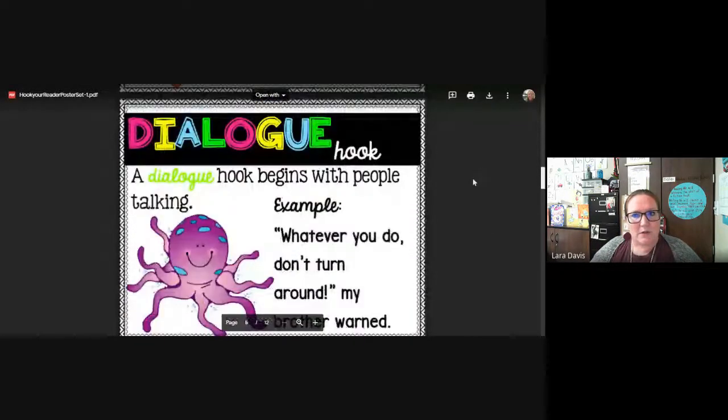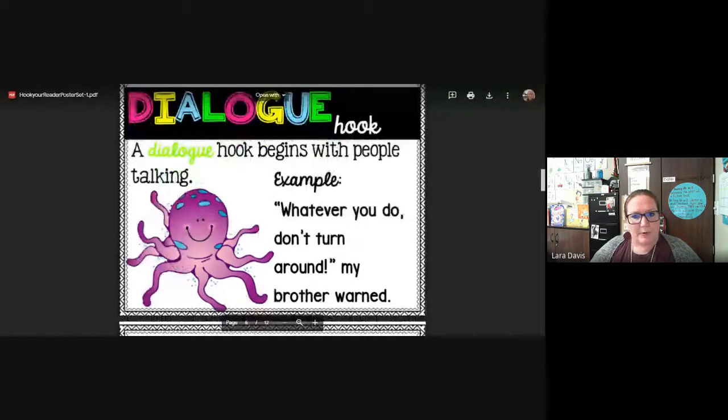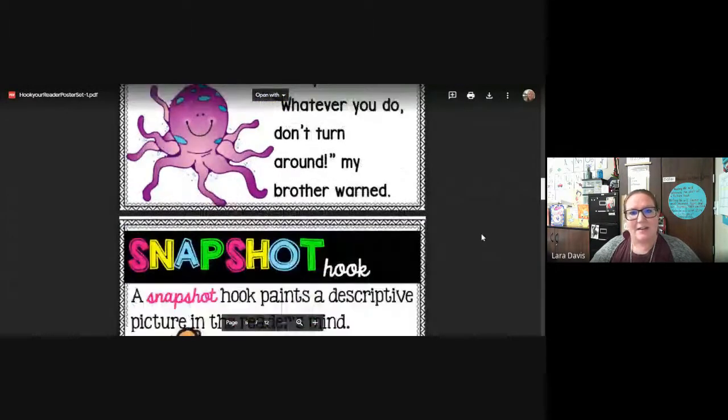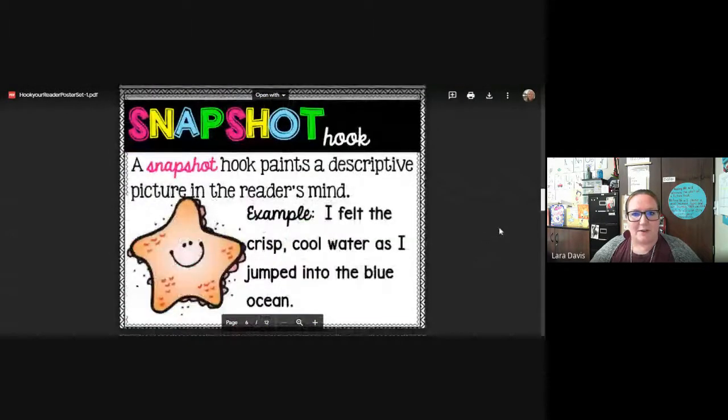Another kind of hook you could use, instead of a question, you might want to try out dialogue. A dialogue hook begins with people talking. For example, whatever you do, don't turn around, my brother warned. Oh man, I wonder what he's warning them about. Man, I am interested in what they are talking about. That's another example of a hook.